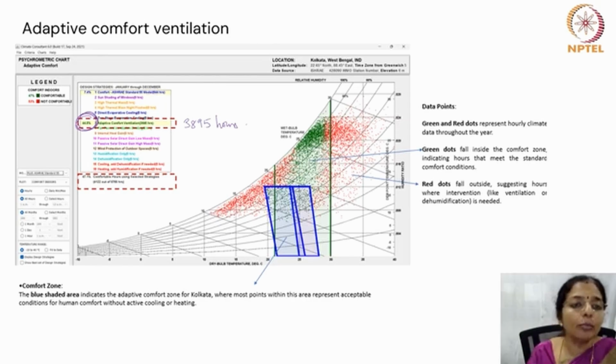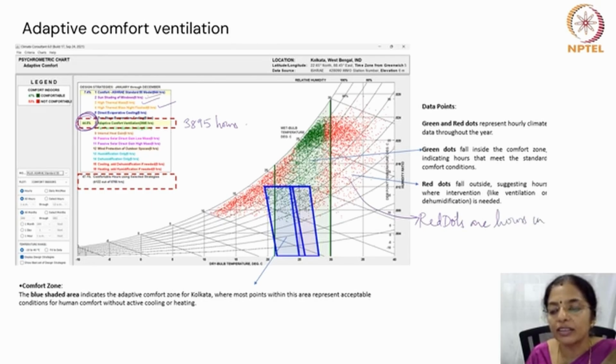If I remove the other things like sun shading, high thermal mass with night flushing, if I'm not going to follow all that, then what happens? The red dots, they come in. The red dots, they fall outside, suggesting hours where intervention is needed. So red dots are hours in a year of discomfort. Every dot is 1 hour of the year.